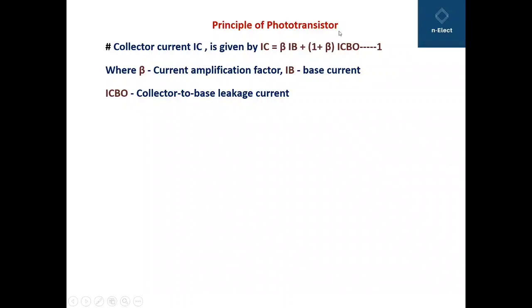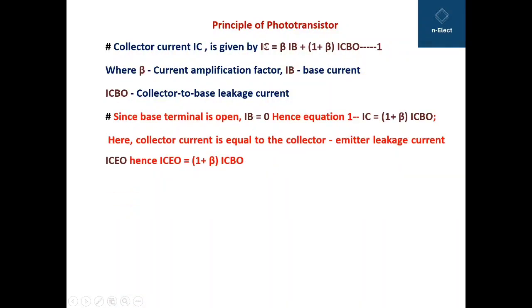Principle of phototransistor. So far as this principle is concerned, we are very much acquainted with the famous equation for the collector current IC, written as IC = beta IB + (1 + beta) ICBO. Let us call this equation number 1. Here in equation 1, beta is the current amplification factor, IB is the base current, and ICBO is the collector to base leakage current.